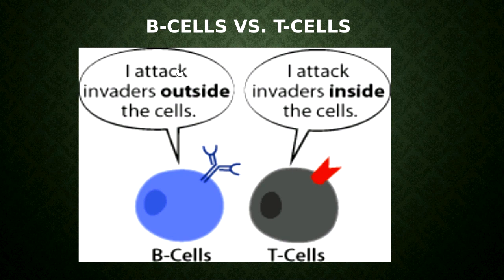B cells versus T cells. So your B cells attack invaders outside of the cells. Your T cells attack invaders inside of the cells. That is the difference between the two. One is for inside, the other one is for the outside.